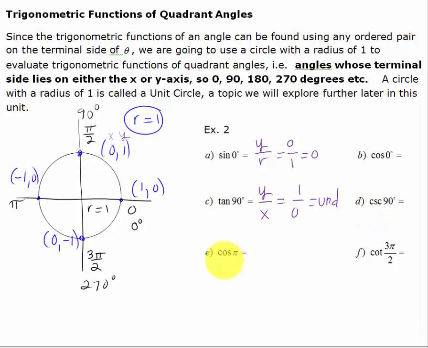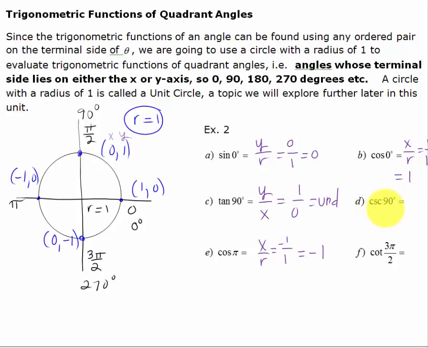The cosine of pi is x over r, and x is -1. r is equal to 1, so the cosine of pi is equal to -1. The cosine of 0 is, again, x over r, but we are now using this ordered pair right here. So the cosine of 0 is going to be 1 over r, which is 1 over 1, or just 1.